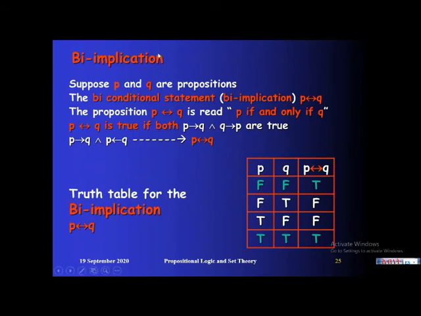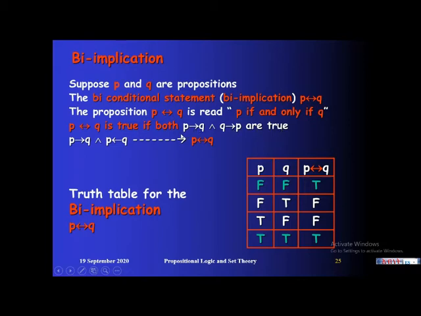The last logical operator is called bi-implication. Suppose you have two statements. As the name indicates, bi means two implications. There are two arrows, one on the side of Q and one on the side of P. So let us see how to read it. We denote it with a double arrow. P double arrow Q is read as P if and only if Q. It is true when both are true.